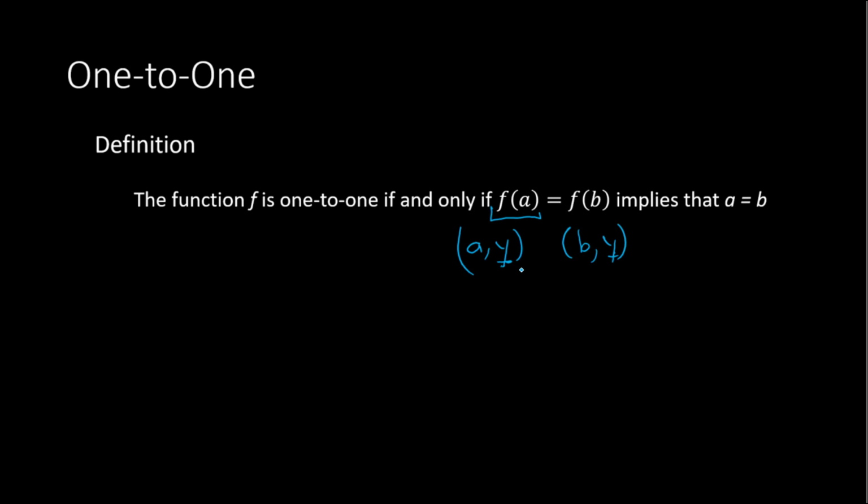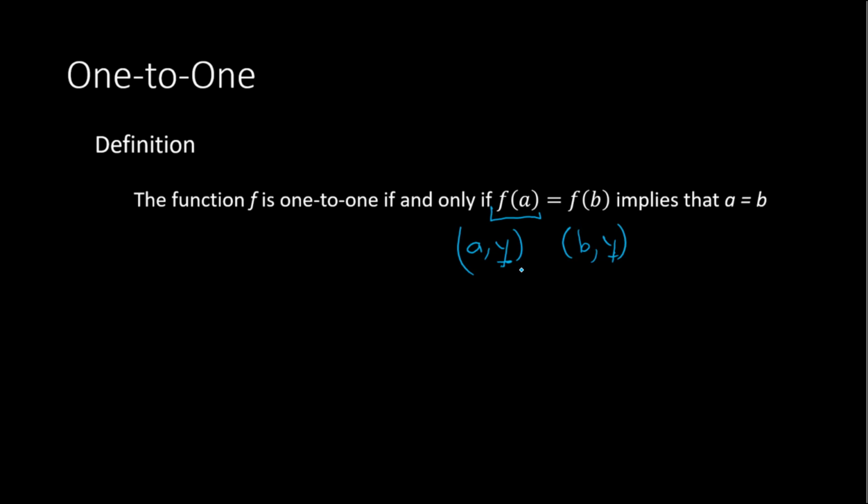So the definition I like to use for one-to-one functions is that a function is one-to-one if each x value is paired with only one y value and each y value is paired with only one x value. So that's the definition I like to use. Because for a function to be a function, each x value must be paired with only one y value. That's where that part comes from. But then the one-to-one part is the other way around. Each y value must be paired with only one x value.